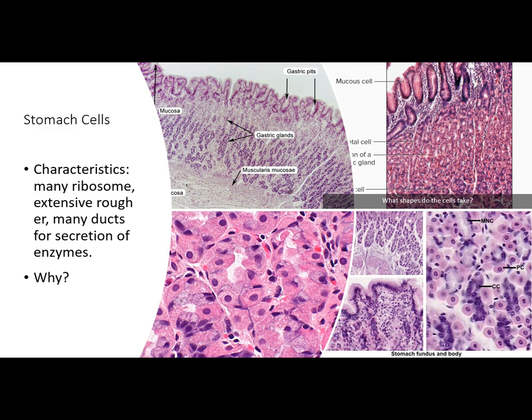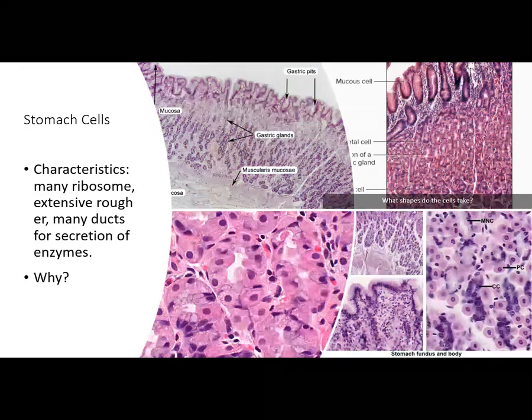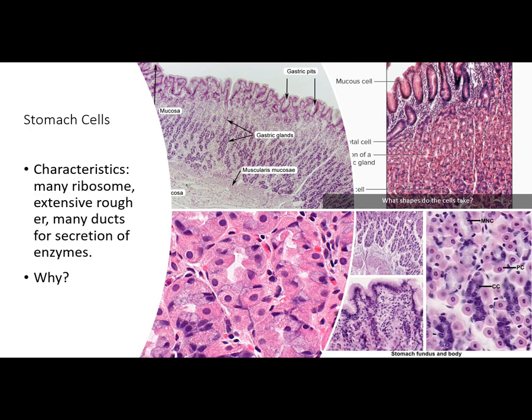You can do this either on a piece of paper and take a picture eventually, or put this in a Word document, because I want you to know why these cells have these characteristics. I'm going to make another video that will be the answers to these questions of why. But just pause this video and tell me why. They have many ribosomes, extensive rough ER, many ducts for secretion of enzymes.